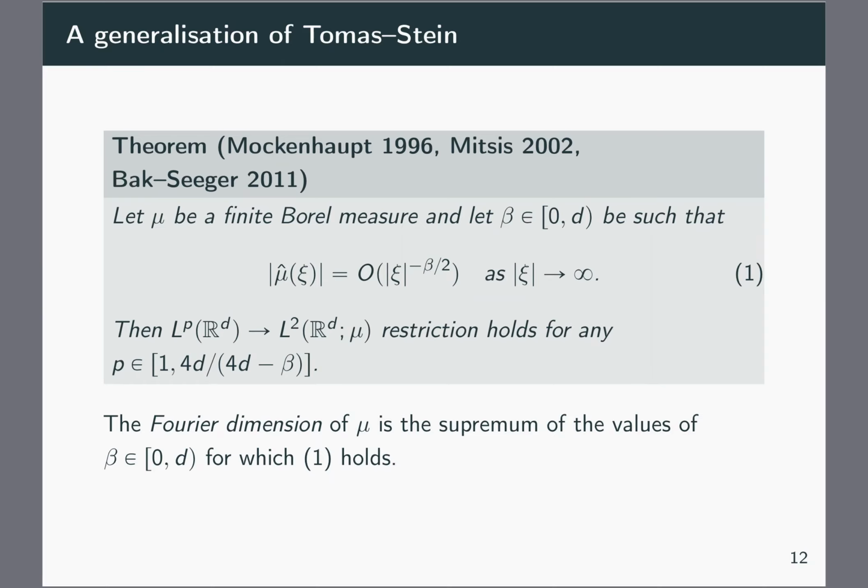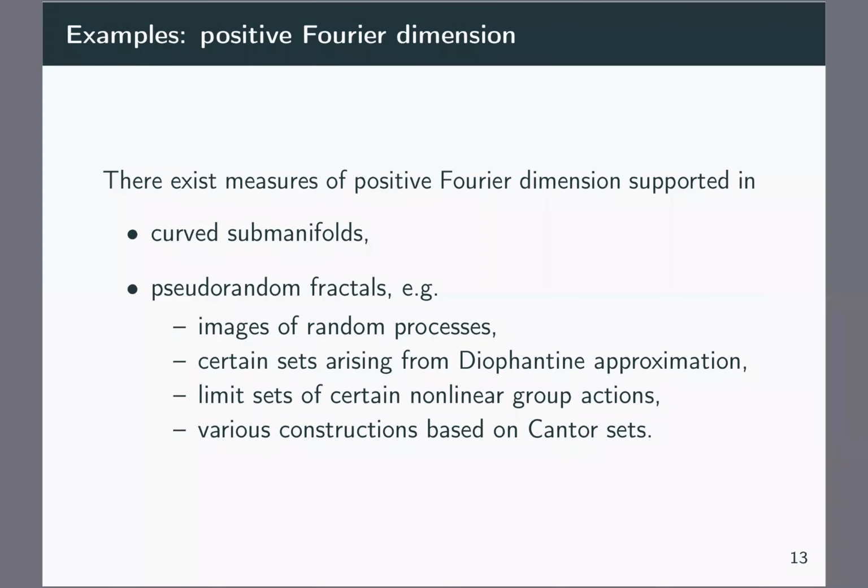You can now also look at the supremum of all possible values of beta for which this decay property holds. And this supremum is called the Fourier dimension of the measure. So in these terms, qualitatively what the theorem says is if you have a measure of positive Fourier dimension, then you get some kind of non-trivial restriction theorem. And this tells us that there are many examples of Fourier restriction theorems on many different kinds of measures, namely whenever the Fourier dimension is positive.